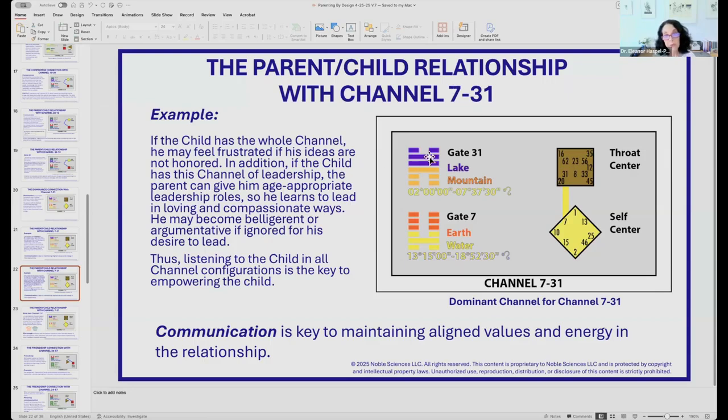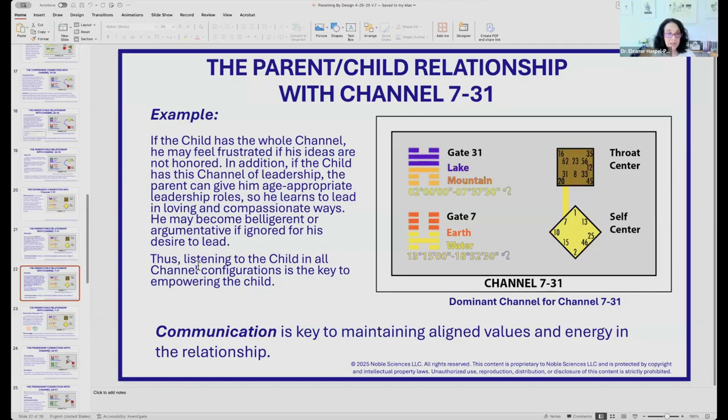So in a parent-child relationship with channel 7-31, look at the trigrams again. I put the cards in that, all of these cards are in my Beyond Human Design book, which goes through all of the channels. But notice the different trigrams: gate 7 is in Leo, but the lower trigram is water, and the upper trigram, all yin, is earth. So the 7 is open to being led, but the 31 likes to receive and then take charge. Mountain and lake over it. So if the child has the whole channel, he may feel frustrated if his ideas are not honored.